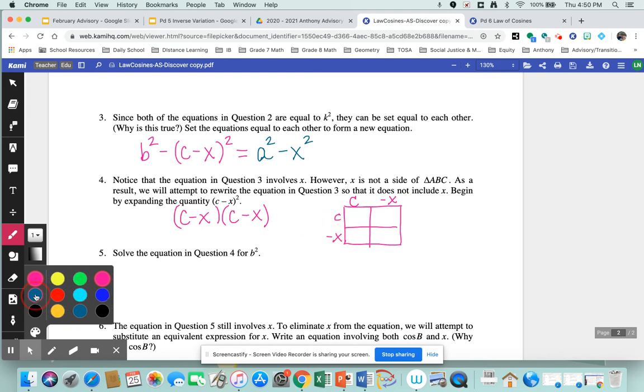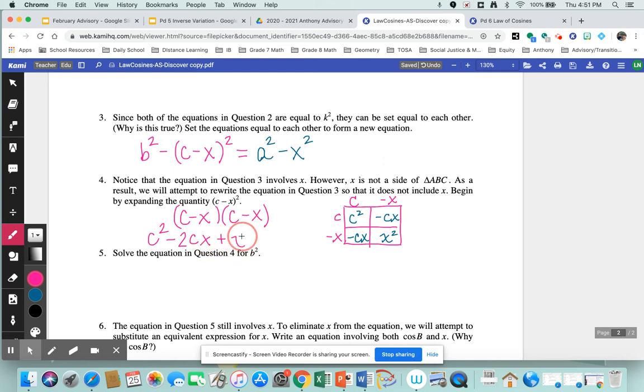And then in your boxes, this would be c squared. This would be minus cx, c times negative x. Remember, these are multiplication, not subtraction. Minus cx, and then negative times negative gives you positive, plus x squared. So when we expand this, we have c squared, that's 2 negative cx's, so minus 2cx plus x squared.